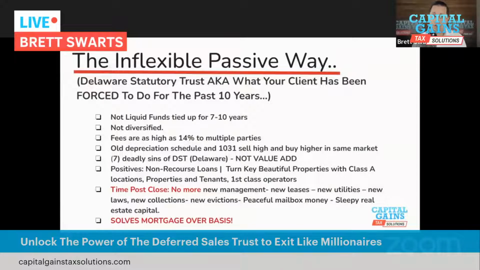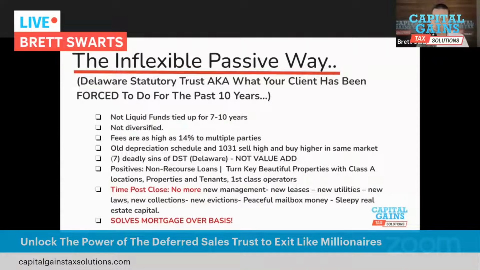Now, there are some positives to the Delaware, okay? It's non-recourse loans. These are turnkey, beautiful Class A properties with amazing operators typically, right? First-class tenants. But here's the other caveat to that. They're typically not value add, right? Meaning they're typically turnkey. And I call them sleepy, peaceful mailbox money. And for some of your clients, they may want that. And there's no more management. I mean, they do all the management themselves. They do all of that stuff, right?